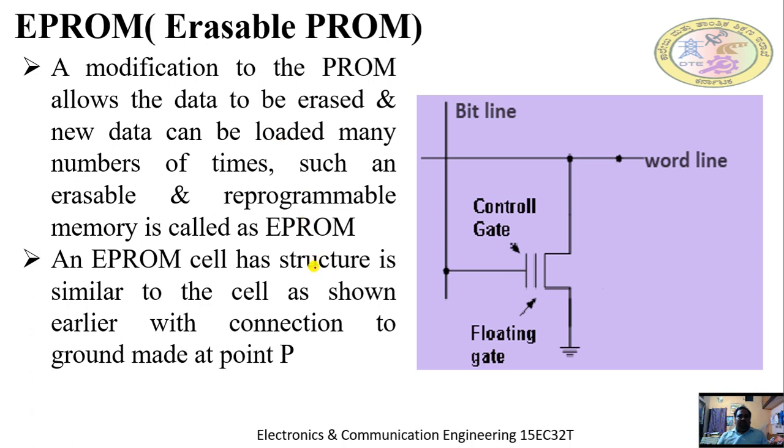An EPROM cell has a structure similar to the cell shown in the earlier figure, with the connection to the ground made at point P. So in the previous case, when we looked, there was a fuse at point P. But here there is no fuse. The connection is made permanently to the ground here. So ನೀವು ನೋಡಬಹುದು ಇಲ್ಲಿ there is a connection which is made permanently to the ground. The only difference that you are going to see is in the structure of the gate here, that we will see here.